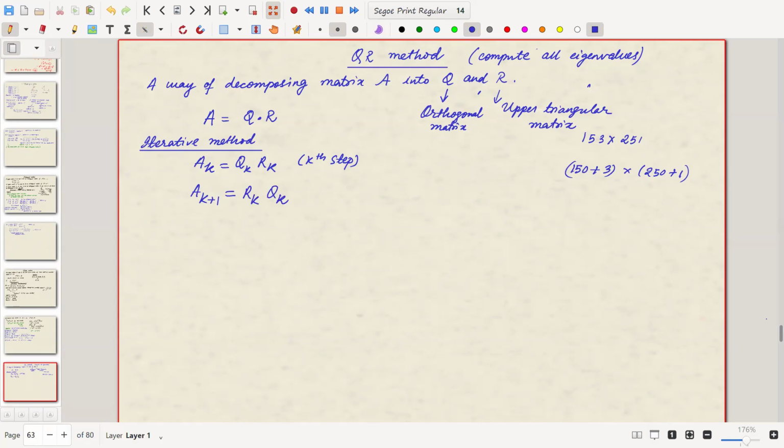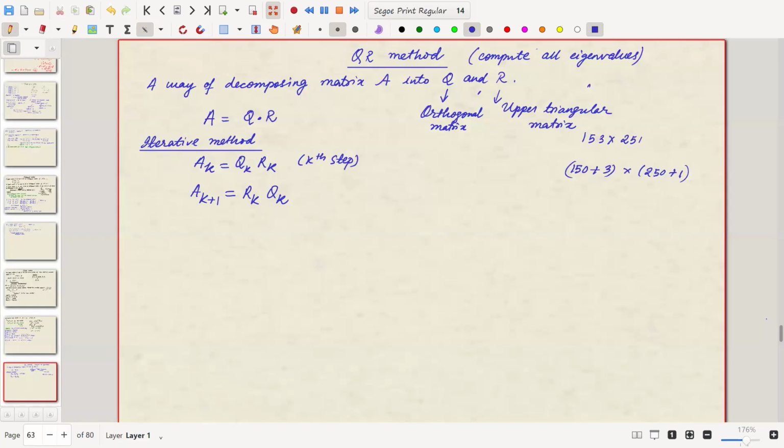So the matrix A at the kth step is given by Q_k, the orthogonal matrix at the kth step, multiplied by the upper triangular matrix at the kth step. But at the (k+1)th step, A_(k+1) is given by the swap of that. That is, first multiply the upper triangular matrix, then multiply the orthogonal matrix. You can see the difference between the two.